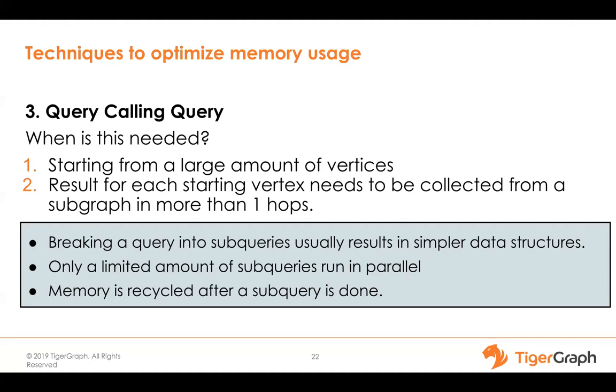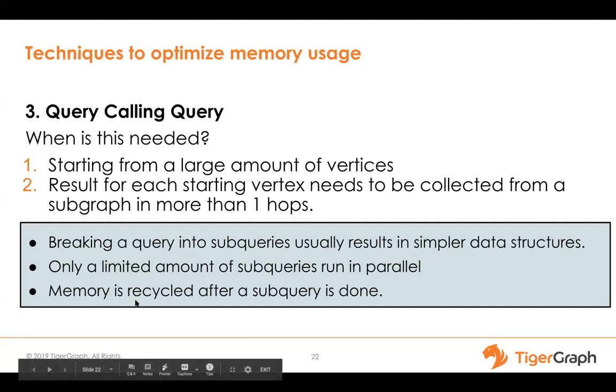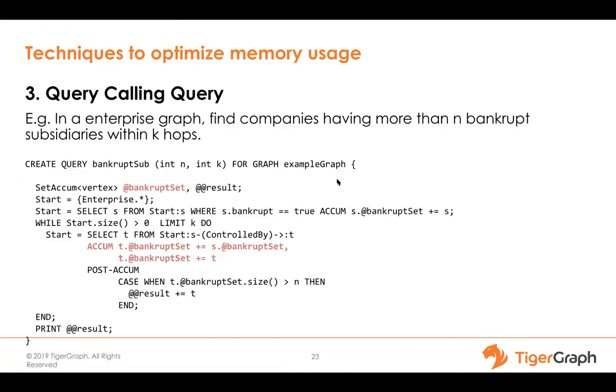Also, only a limited amount of subqueries can be run in parallel. That's one of the mechanisms of the TigerGraph system. If you do query calling query from an accum or post-accum clause, then only a very limited amount of subqueries can be run in parallel, and memory is recycled after a subquery is done. Now let me give an example here.